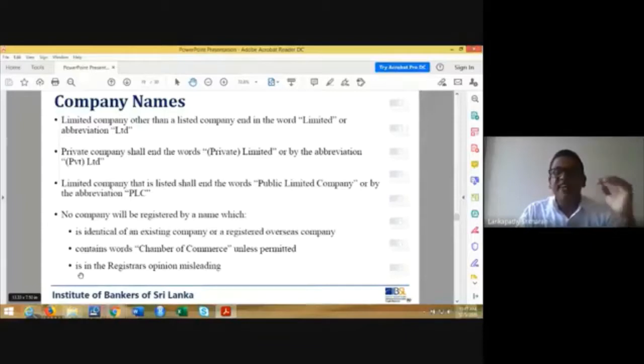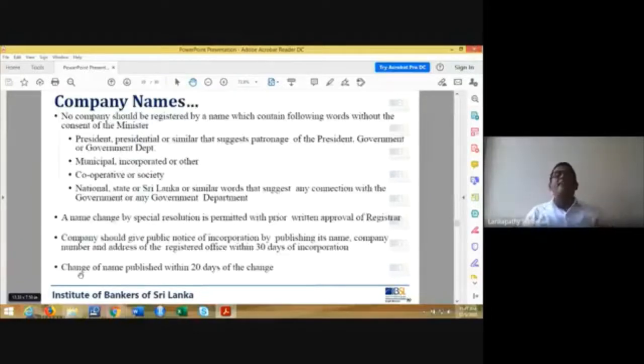Those circumstances are identical to an existing company, Chamber of Commerce, and if the company registrar feels or considers it will mislead the people. And some other conditions, which can be in the name, can be registered as a name, but they need the minister's consent. If the minister should approve to register those names. Those conditions, there are four conditions.